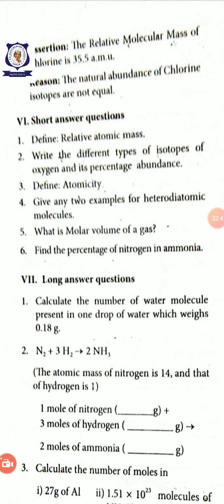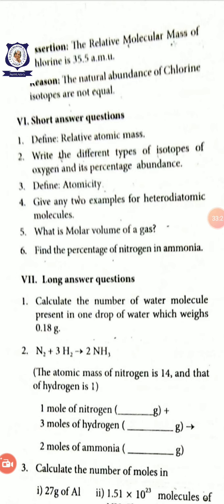Give any two examples for heterodiatomic molecules. See, carbon monoxide, CO. There are two atoms but different elements, so heterodiatomic molecules. CO is one example. Like that, we may use another example, NO. What is molar volume of a gas? The volume occupied by 1 mole of any substance or gas is called molar volume. Its value is 22.4 liters at STP.